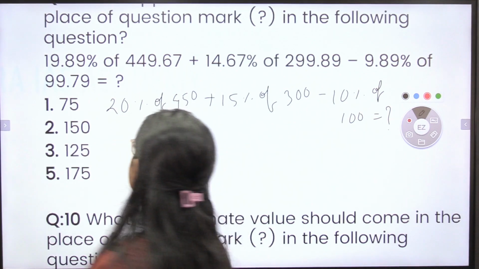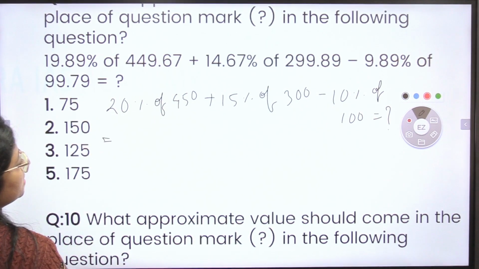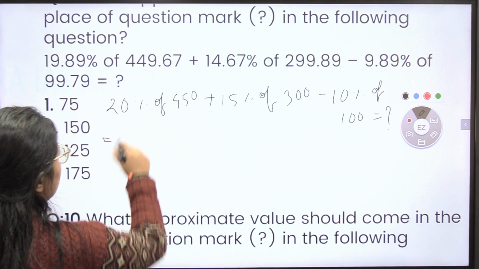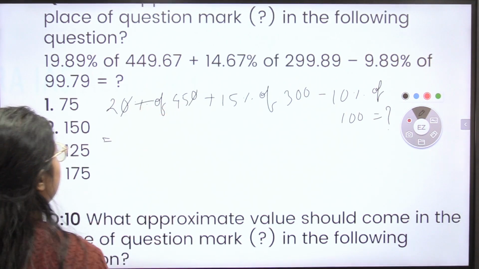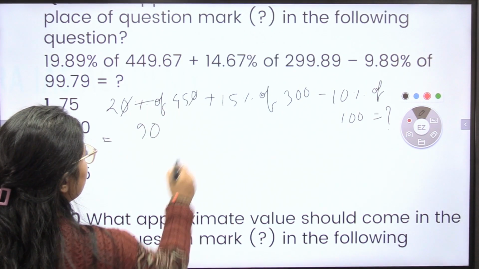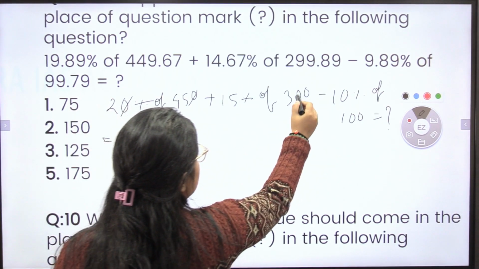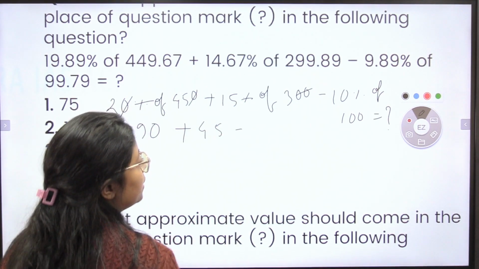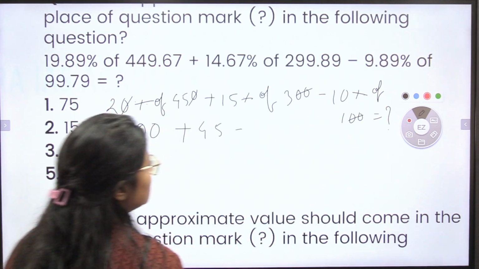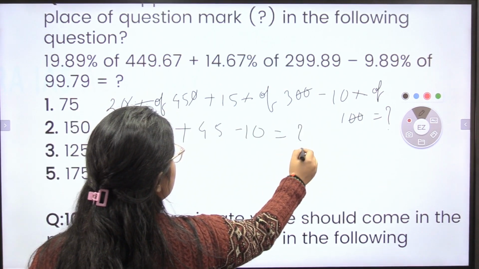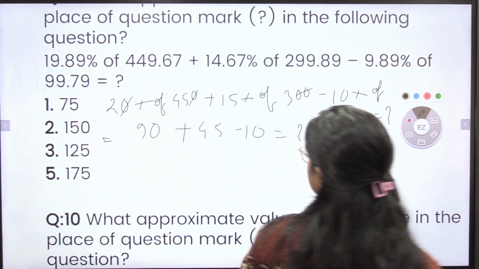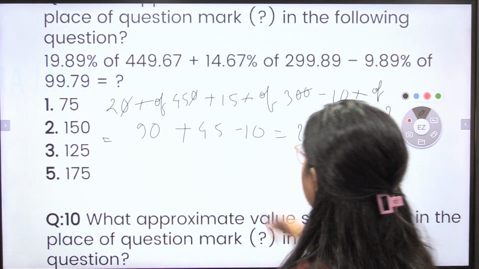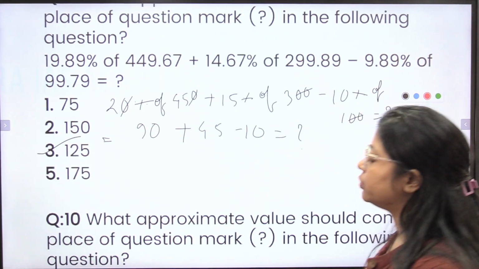Okay, till now? Okay, so 20% is of 450. Of represents nothing but multiplication. So you cut 2 zeros with percentage. So it will give you 90, plus, with percentage you cut 2 zeros. So 15 into 3, 45, minus 10%. You cut 2 zeros with percentage. So 10 is equal to what? Question mark. Okay. So what will you get? You will get here 90, 45, 135, minus 10. That means 125. 125 is the answer.